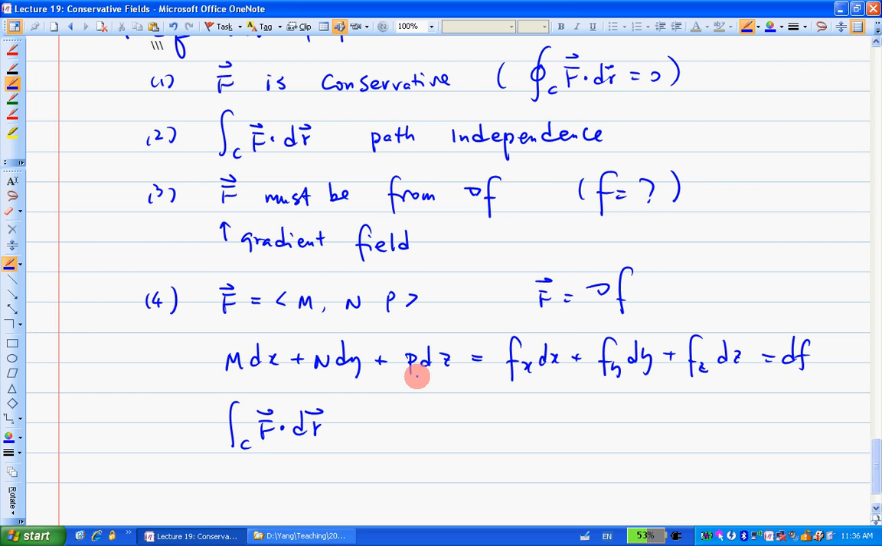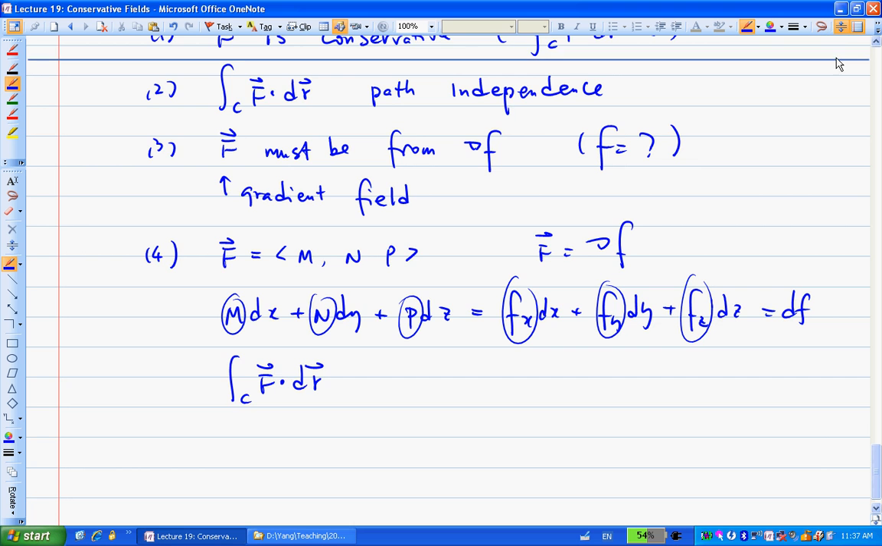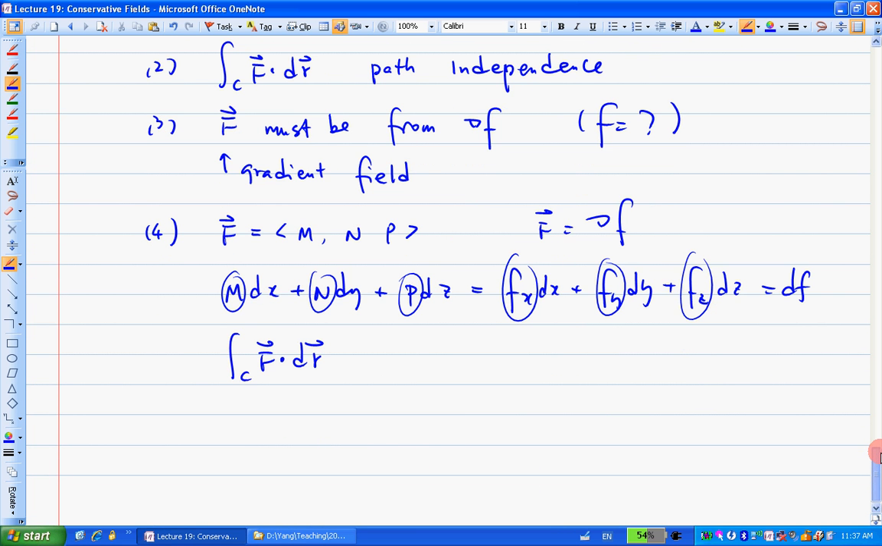We showed this when we were trying to prove the fundamental theorem of calculus. So basically, you can conclude that M equals this, N equals that, and P equals this. That's the property. Those four are basically equivalent. You mention one of them, you're talking about the other three. So if I just say F is conservative, I'm actually meaning all of the other properties there.